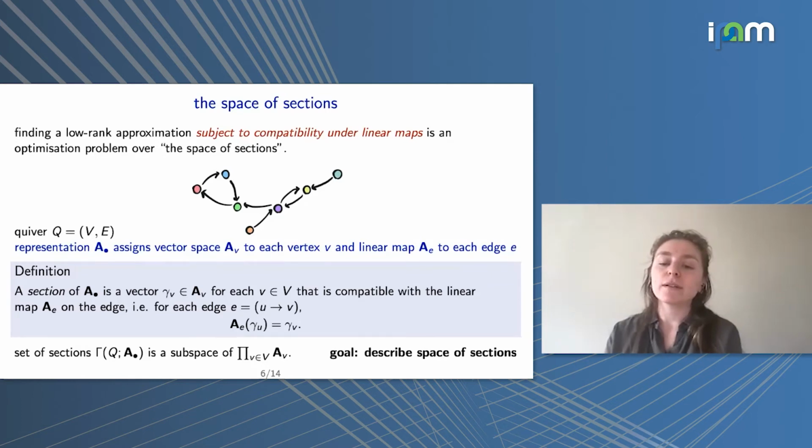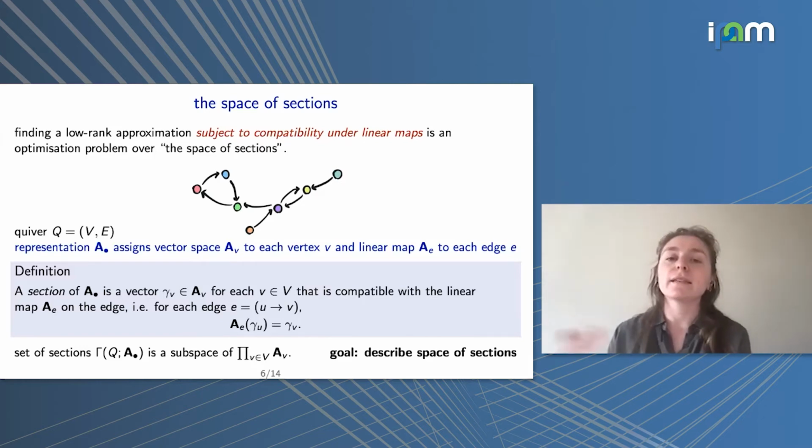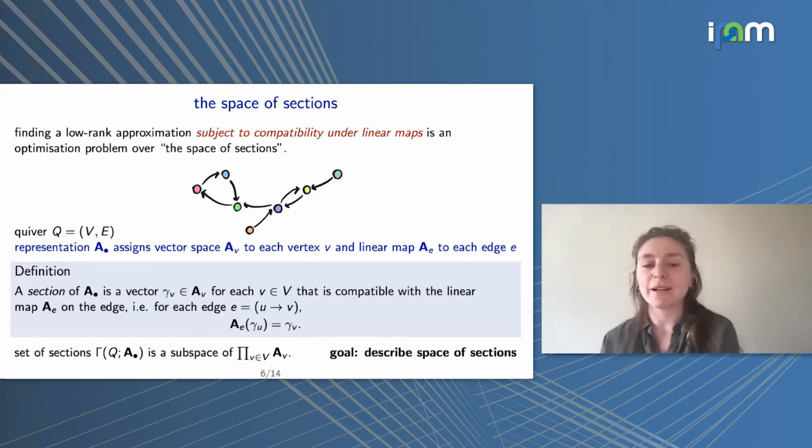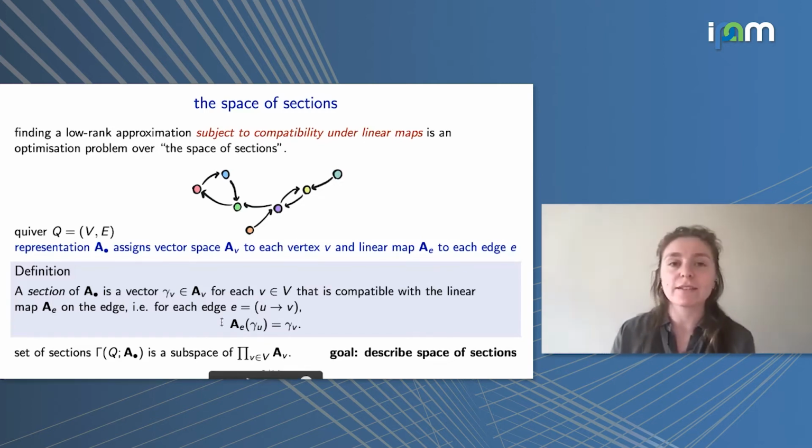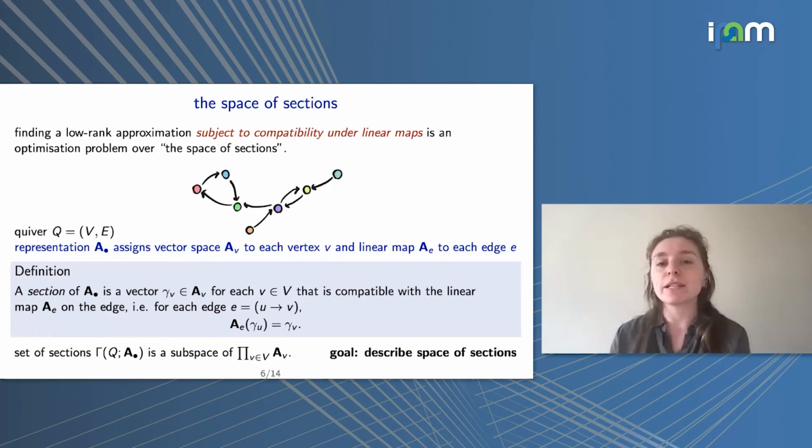And our first goal here is to describe the space of sections of the quiver, because when looking for compatibility on the linear maps, this is really saying that we're working in the space of sections, because provided we stay in the space of sections, we have this compatibility, and once we leave, we no longer have it. So we want to consider some sort of low rank approximation that's constrained to be within the space of sections of the quiver representation.